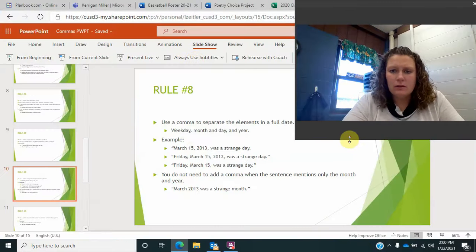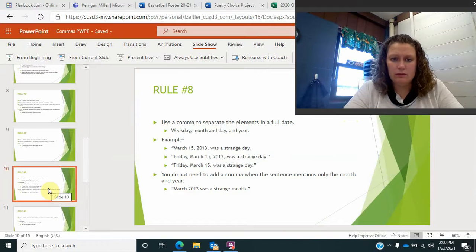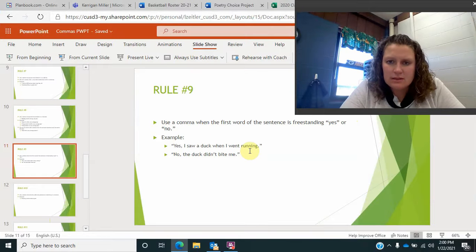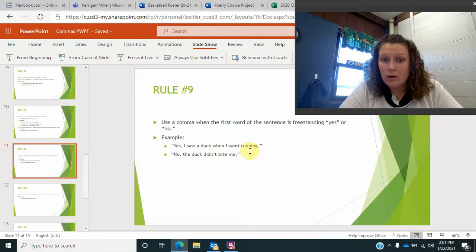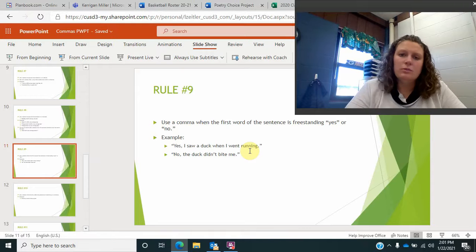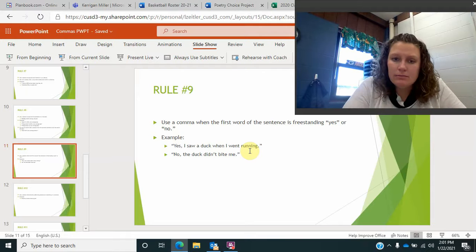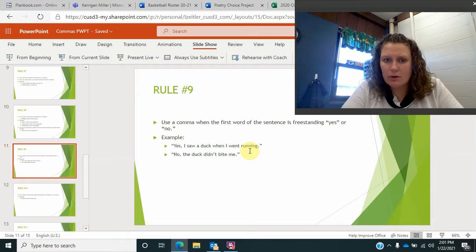So right here, rule 8 is one you already should have had. So we're going to go ahead and move down to rule 9. Rule 9 says use a comma when the first word of a sentence is freestanding yes or no. So if I were to ask you, did you do your homework? You would answer yes. Okay, that's fine. Now, if I asked you, did you do your homework, why or why not? That's where the freestanding yes or no comes into play, and you would need a comma before you actually explain the why or why not portion.